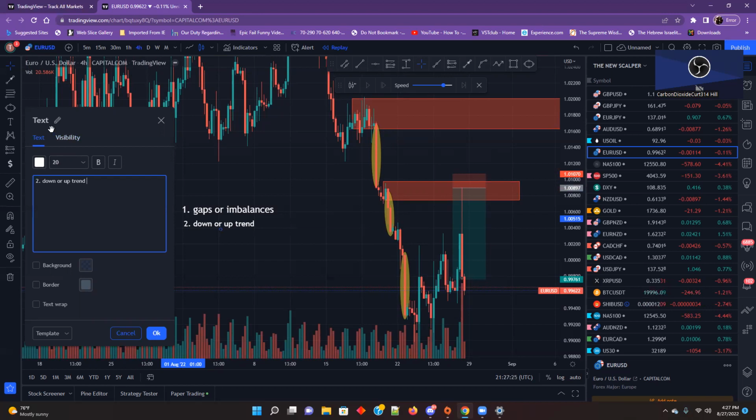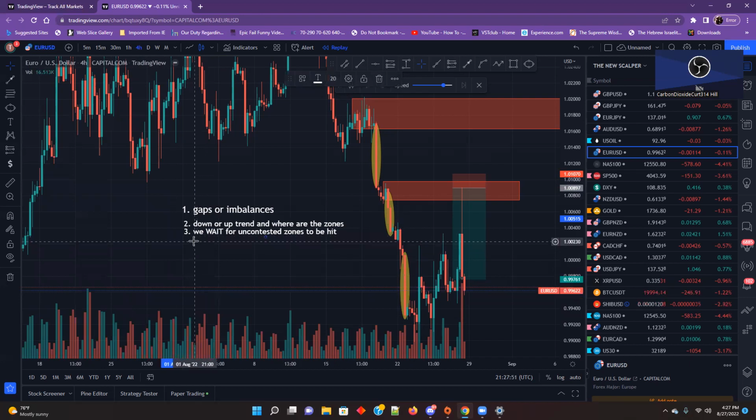All right. So if it's on a downtrend or uptrend, and where are the zones? Supply and demand zones. Once we identify that, then we wait for uncontested zones to be hit. That's all we're doing. This is what makes it simple about trading supply and demand. Looking for the gaps, seeing if it's on a downtrend. It's on a downtrend, so we know these gaps need to be filled.